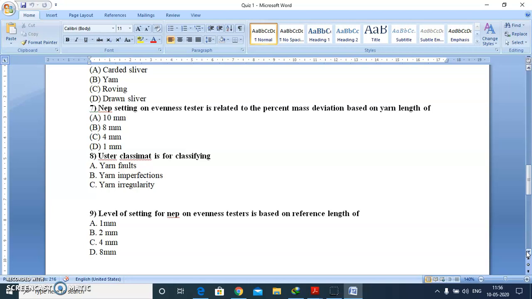Now the next question is: Worcester Classimet is for classifying yarn faults, yarn imperfections, yarn irregularity. As we all know, the Worcester Classimet is for classifying yarn faults. Imperfections are given by the unevenness tester, not by the Classimet.